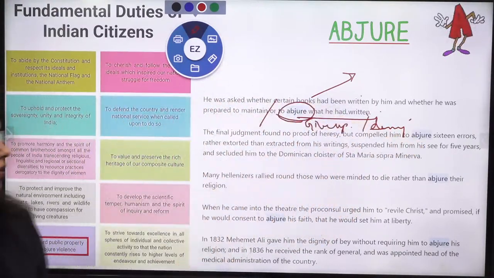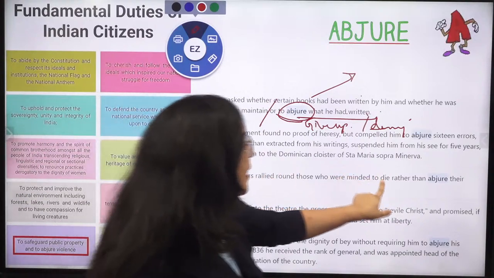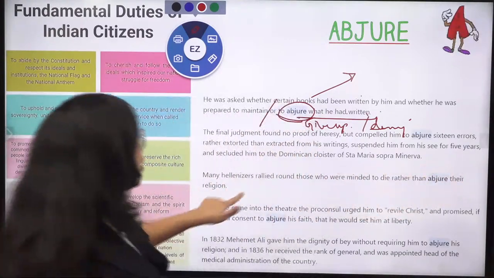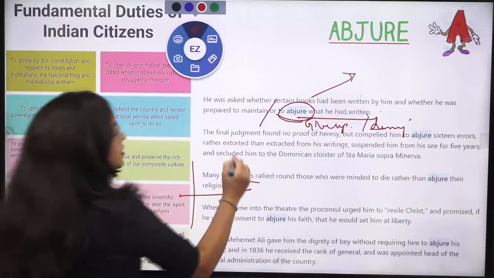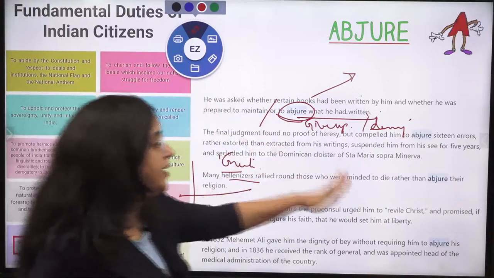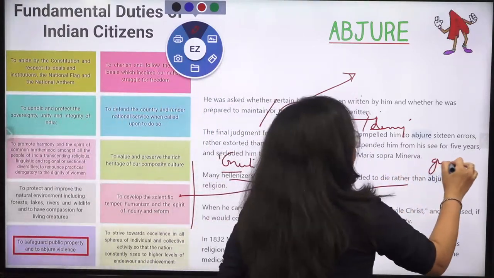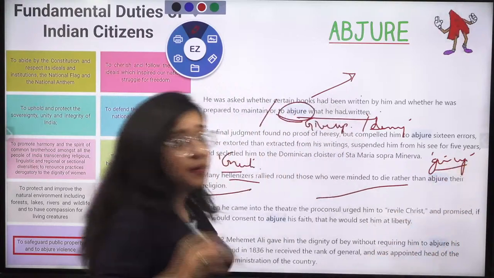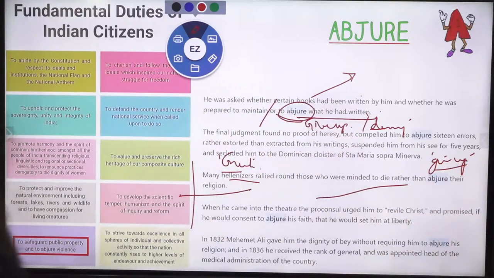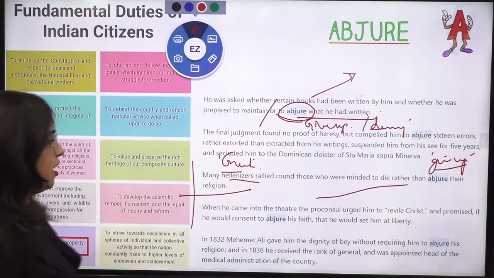of the book, right? Many Hellenizers rallied around those who were minded to die rather than abjure their religion. So these are actually the Greek people, and the Greek people, they rallied that they were ready to die rather than give up their religion. Ki hum apna religion nahi chhodenge, hum convert nahi honge, but we are ready. For what thing we are ready? We are ready to die but not convert our religion.